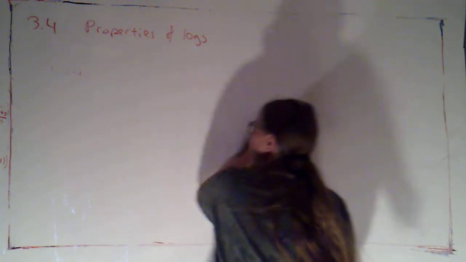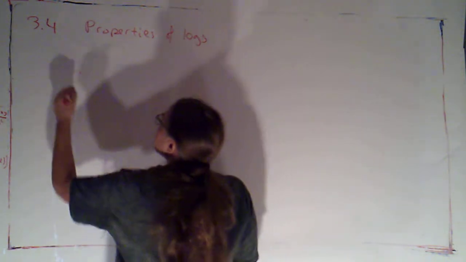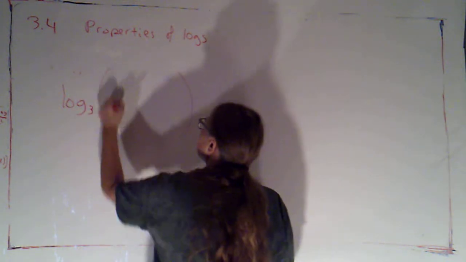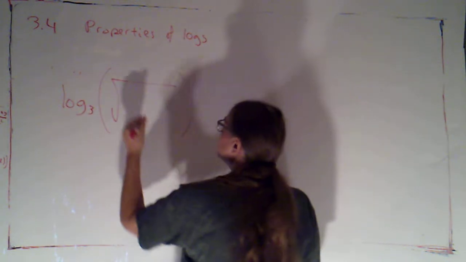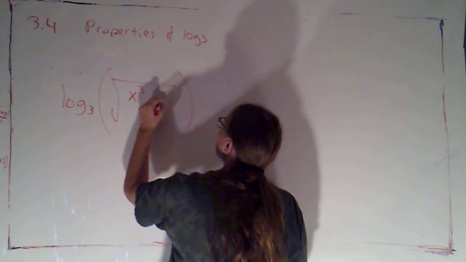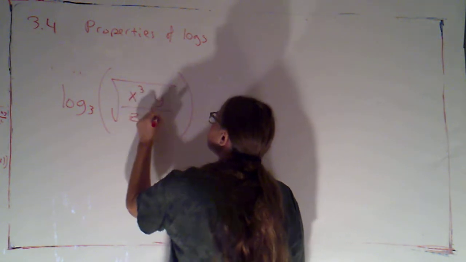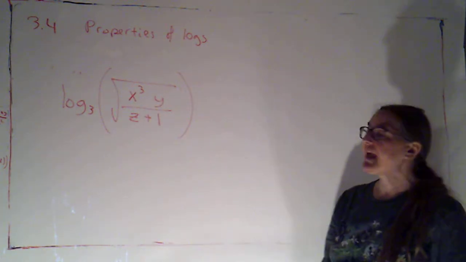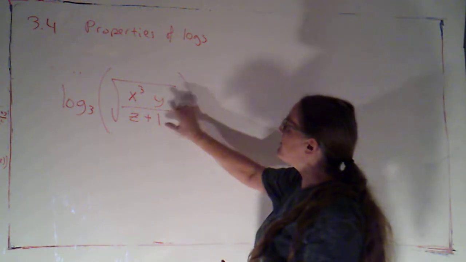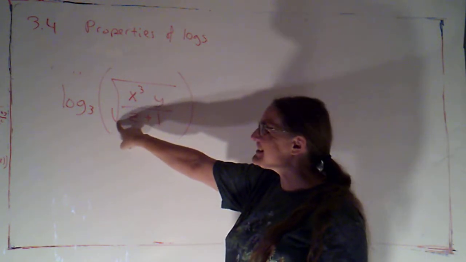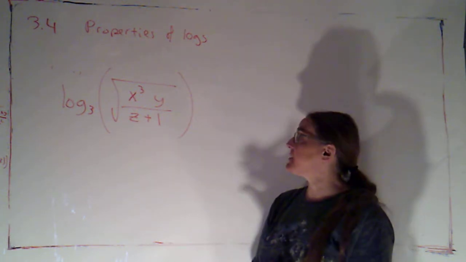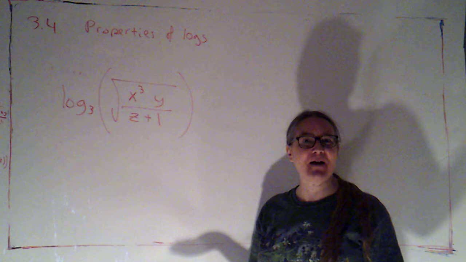Still writing in expanded form. Let's say I wanted to take the log base 3 of the square root of x cubed y over z plus 1. Now here, I need to be very careful. I want to remember that I can rewrite roots as powers. And I want to do that. I want to rewrite it as a power so that I can use my power rule.